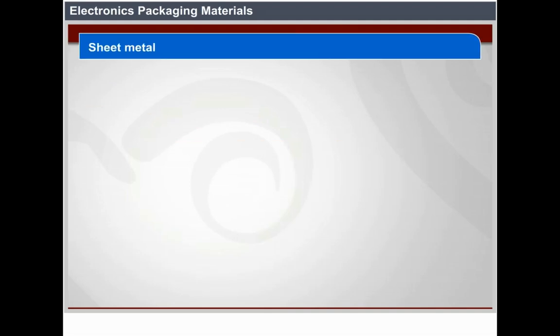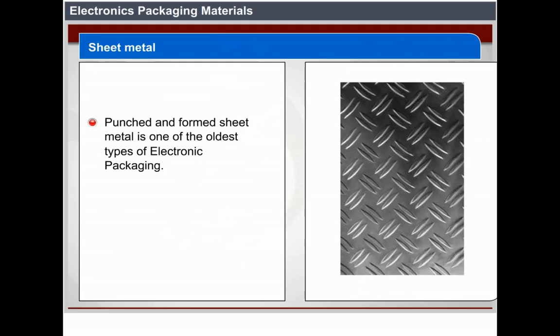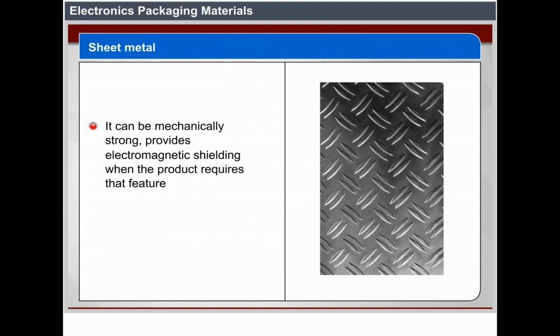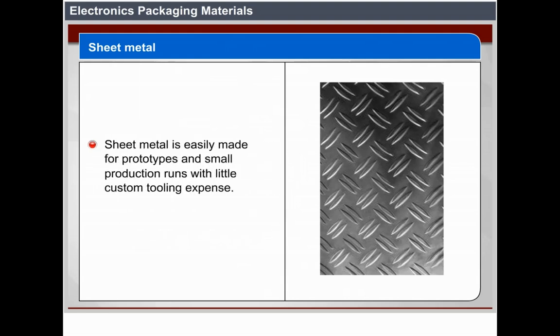Electronics packaging materials. Sheet metal. Punched and formed sheet metal is one of the oldest types of electronic packaging. It can be mechanically strong, and provides electromagnetic shielding when the product requires that feature. Sheet metal is easily made for prototypes and small production runs with little custom tooling expense.